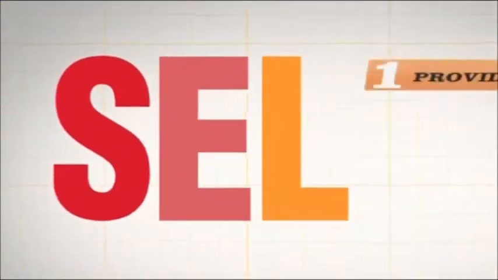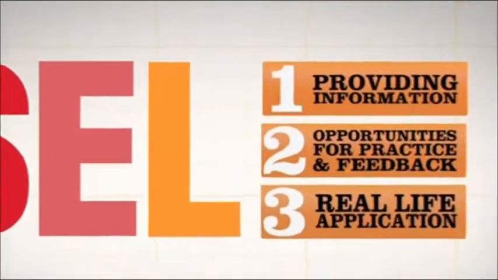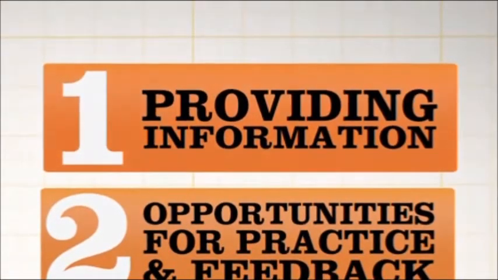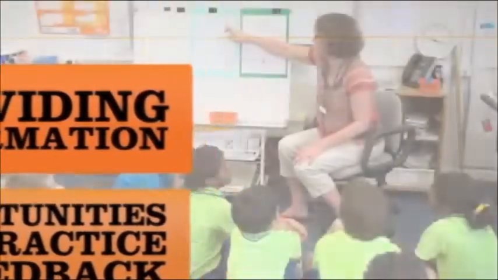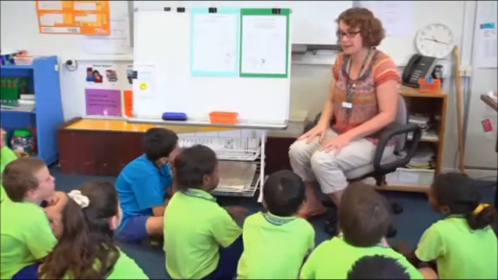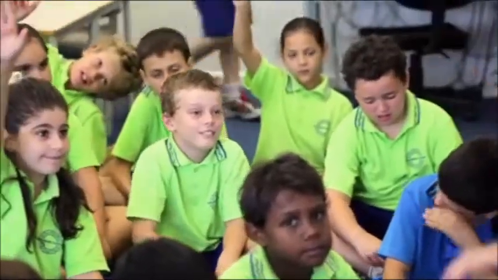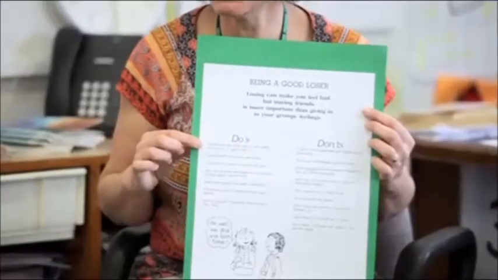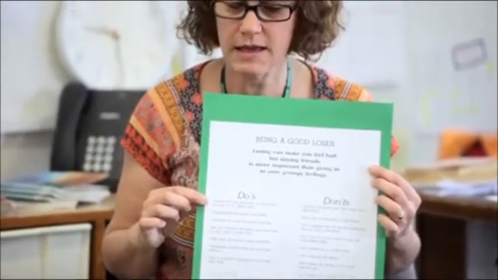There are 3 levels of effective teaching. The first is providing information. This level involves providing clear information about the skill being learned, what it looks like, and why it's helpful to learn this skill. Okay, so remember that, putting on a good face if you lose.